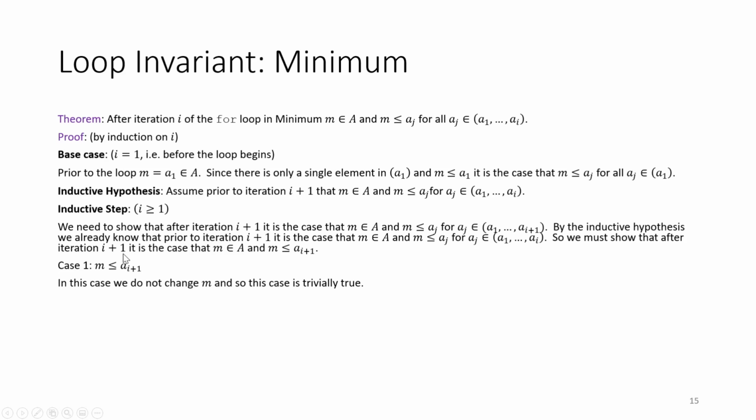So case 1 is the case where m, the minimum so far, is also less than or equal to the next element that we're checking. That means the minimum so far doesn't need to be changed because it's still the minimum after this step as well. So as I point out here, in this case, we don't change m. Okay. Then I just put this here. So this case is trivially true.